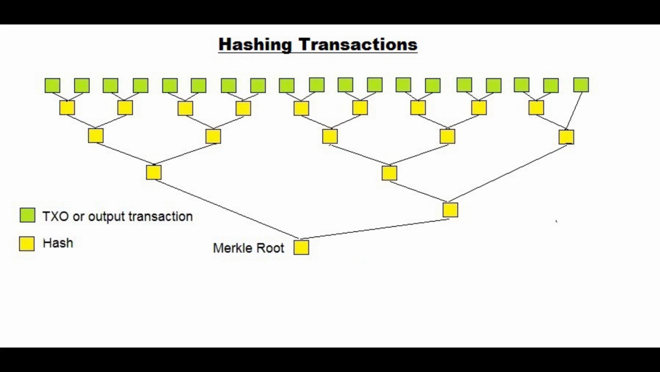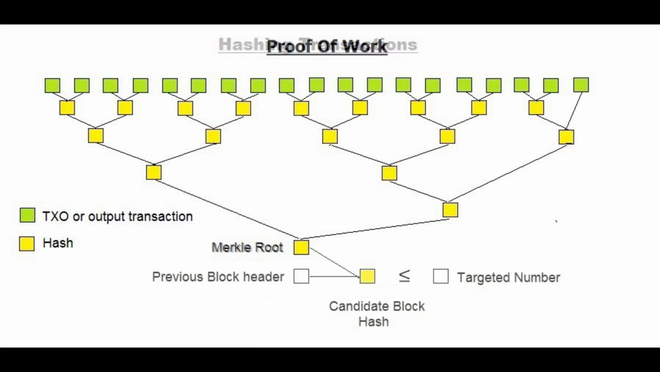Having done all this transaction hashing, the miner then proceeds to perform proof of work done. The miner hashes the Merkle root with the header of the previous block, to produce the hash for the candidate block. This candidate hash is compared to something called the targeted number. The objective for Max is to obtain a candidate block hash which has a value that is equal to, or less than, the targeted number. This is the mathematical problem that miners race to solve.